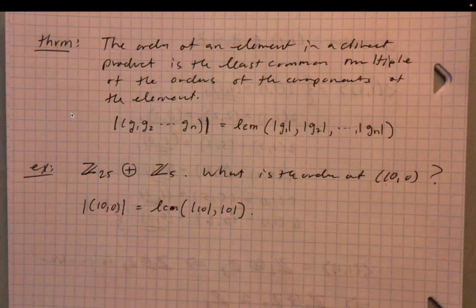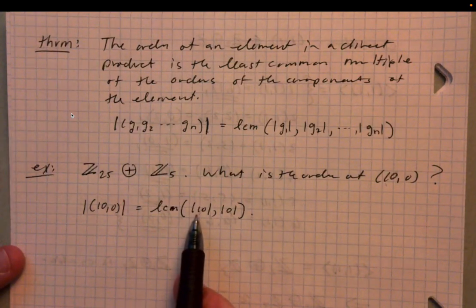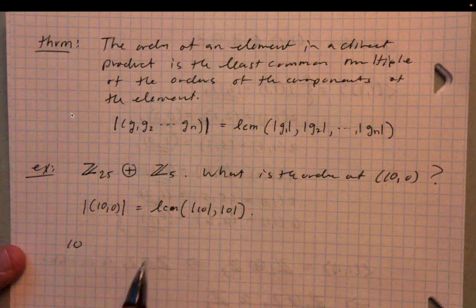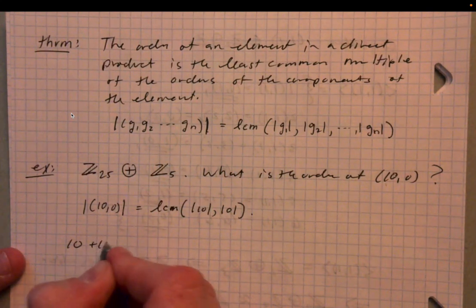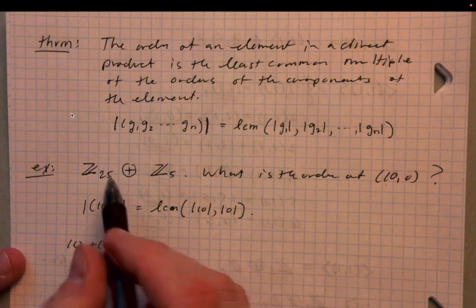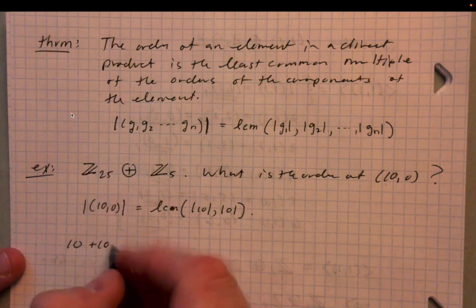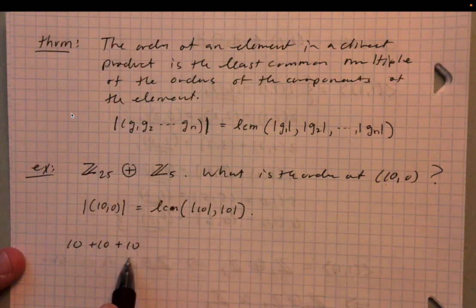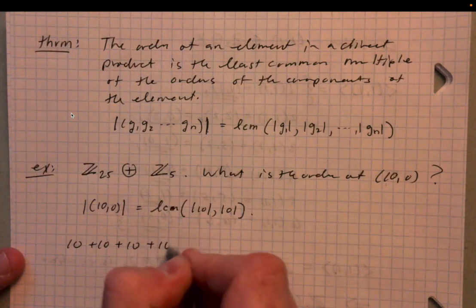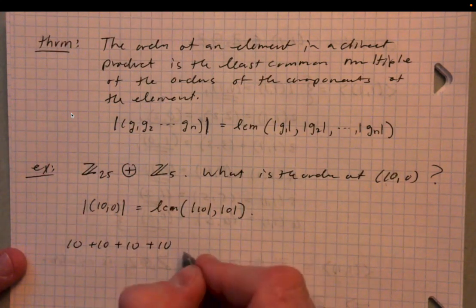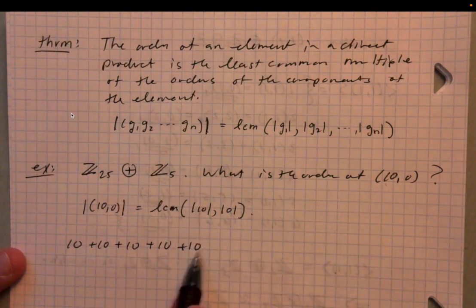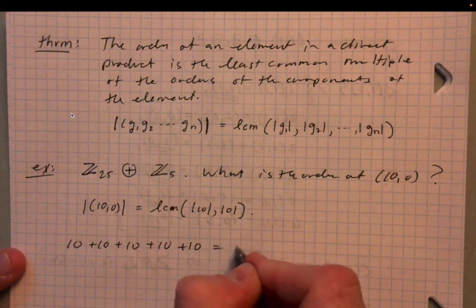So what are the orders of these values? Let's start with 10. Obviously the order is greater than 1. 10 plus 10 is 20, which is not equal to 0 mod 25. Plus 10 is 30, not equal to 0 mod 25. Plus 10 is 40, not equal to 0 mod 25. Plus 10 is 50, which is equal to 0.